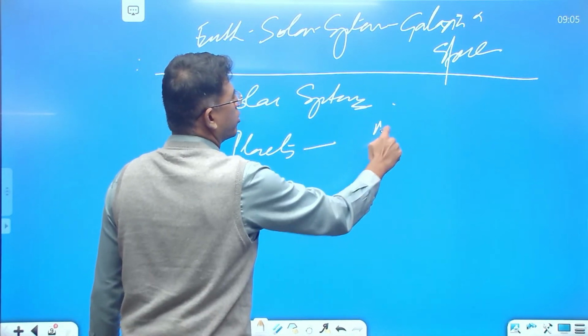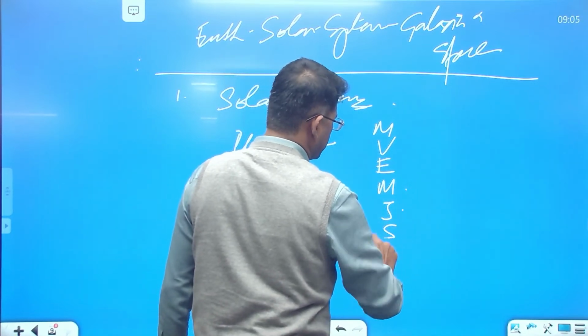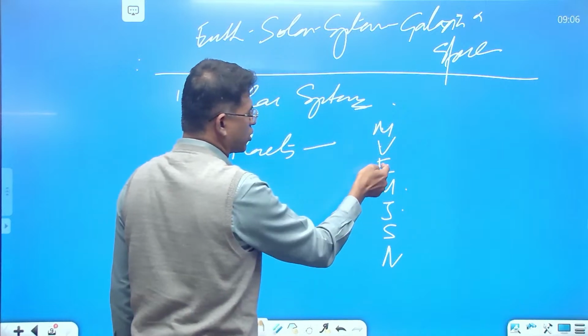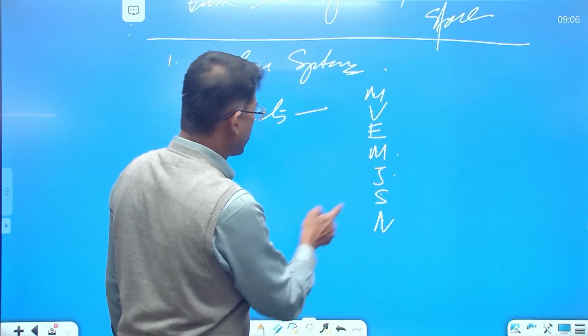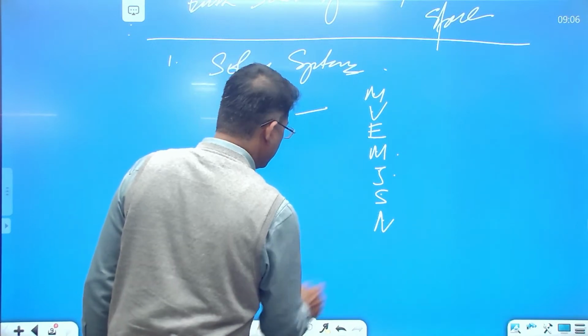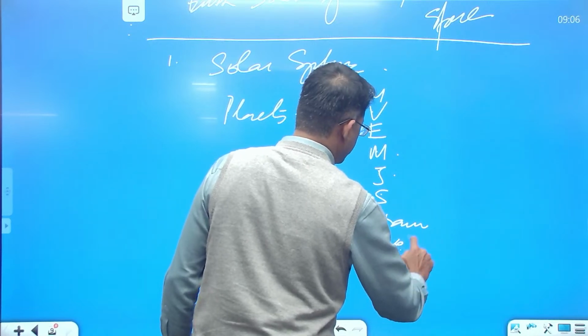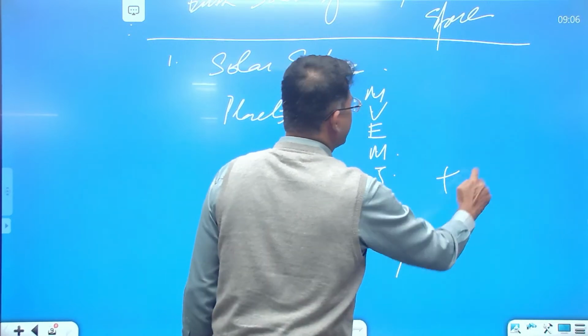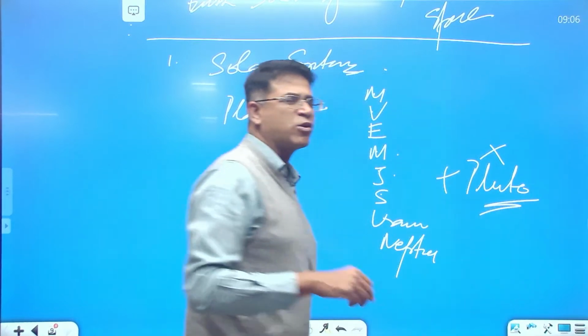Planets: Mercury, Venus, Earth, Mars, Jupiter, Saturn, Neptune. 1, 2, 3, 4, 5, 6, 7. Okay, I'm missing Uranus. Sorry. Saturn, Uranus and Neptune. We had Pluto also as a planet, but now we say it's not a planet.